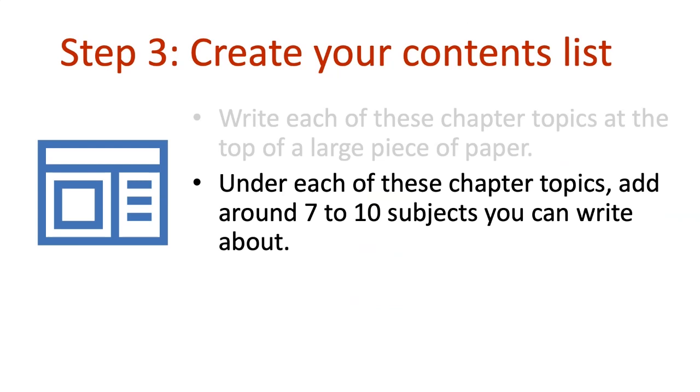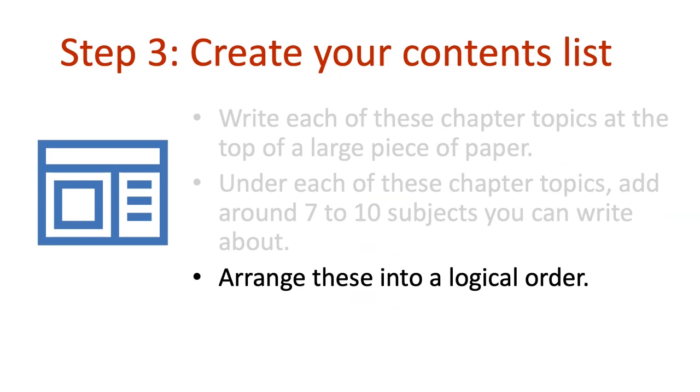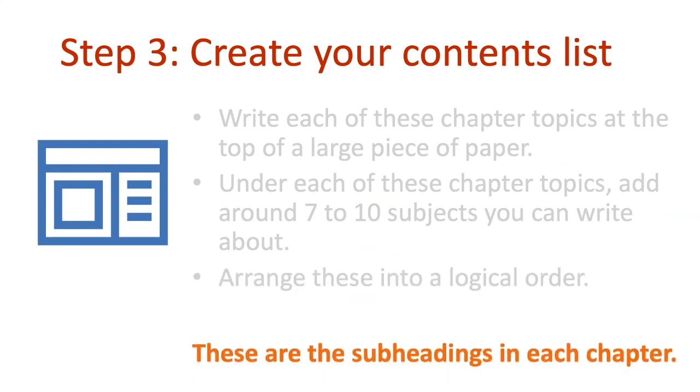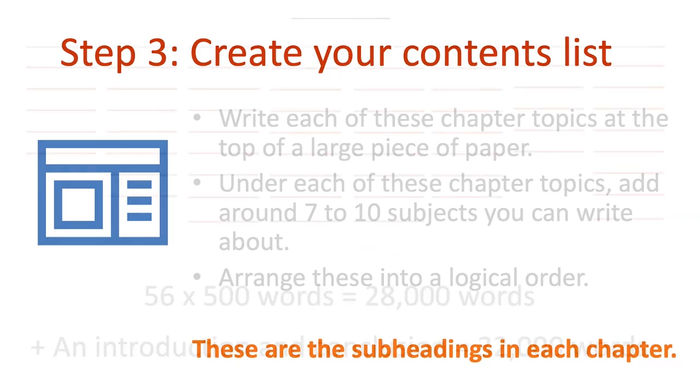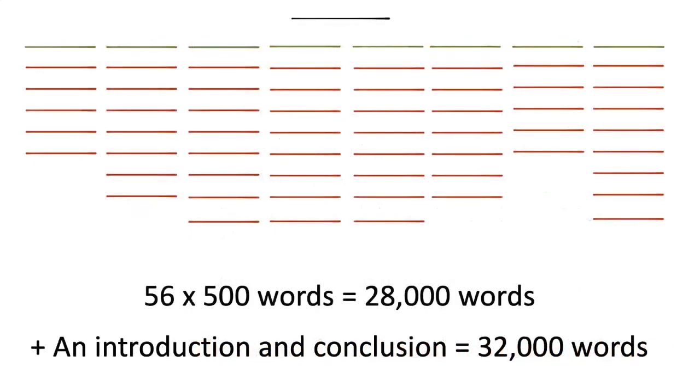Under each of these chapter topics, add around 7 to 10 of the subjects that we just came up with for each chapter. Arrange these into a logical order, and these are the subheadings in your chapter. So I know that's a little bit to get your head around, but this is how it will look. Up the top, you've got the subject that you came up with for your book. That's the main topic of your book. And then the green ones are the chapters that you came up with. And then the red ones are the subheadings for each chapter.